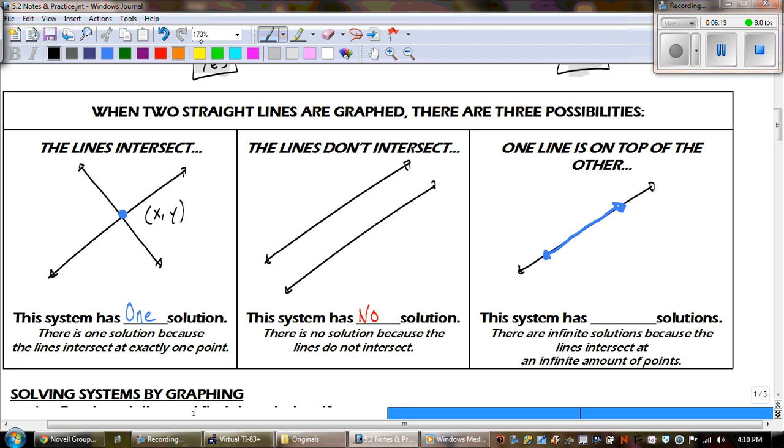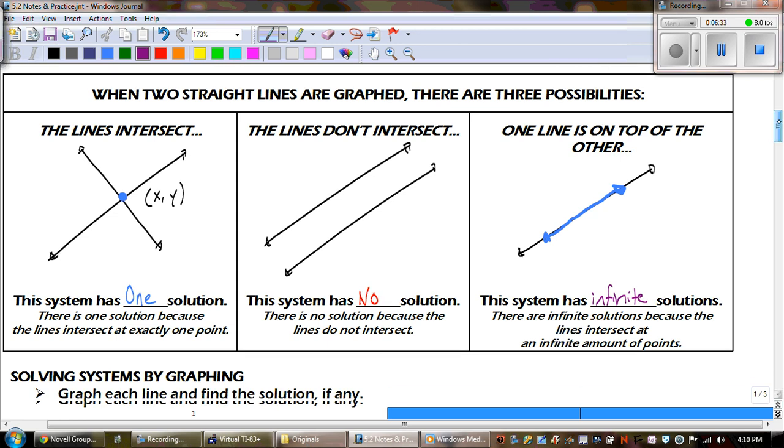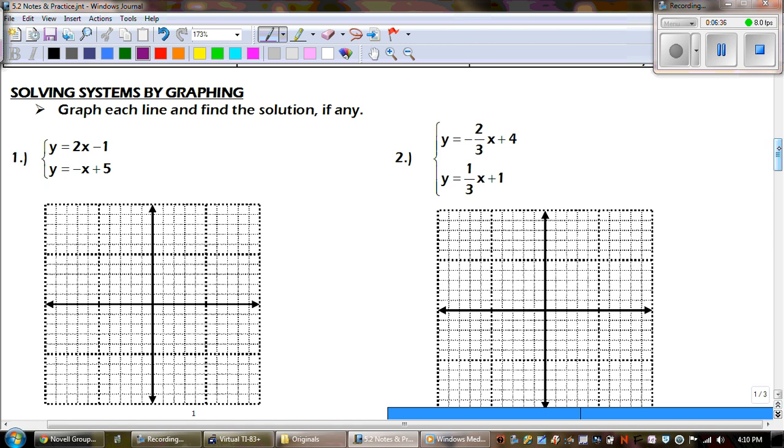Okay, and if that were to happen, we would say that that has infinite solutions, because the lines are on top of each other. Now, let's go ahead and take a look. They're asking us to solve the systems by graphing. Graph each line and find the solution, if any.